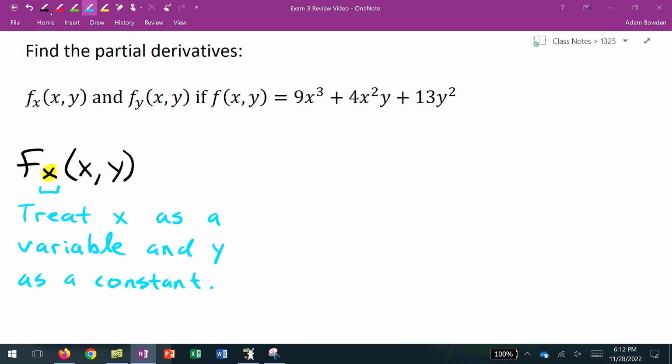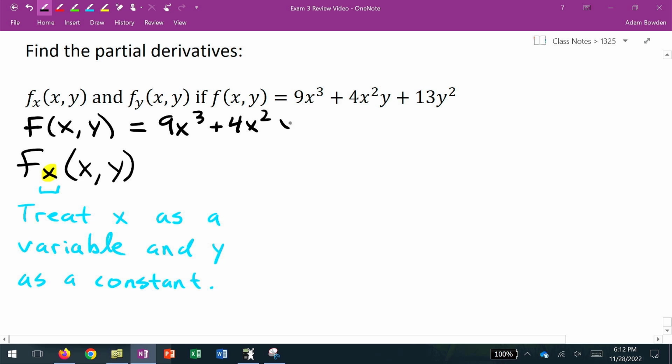So let's look up above at what we're trying to take the derivative of. F of x comma y, we got 9x to the third plus 4x squared y plus 13y squared. Now x is the variable. Everything else we treat like a constant, okay? So if we take the derivative first for 9x to the third, same derivative rule applies that we normally would. 3 times 9 is 27. Take one away and get x squared. Nothing really different there. Next one over, we'll have 8x with a y still sitting next to it.